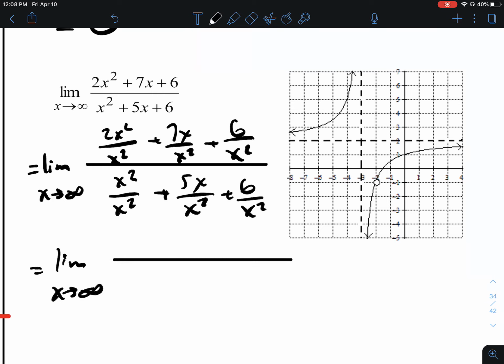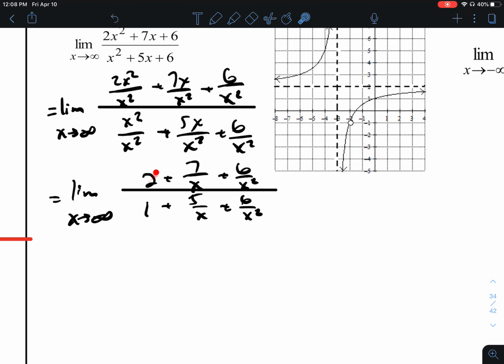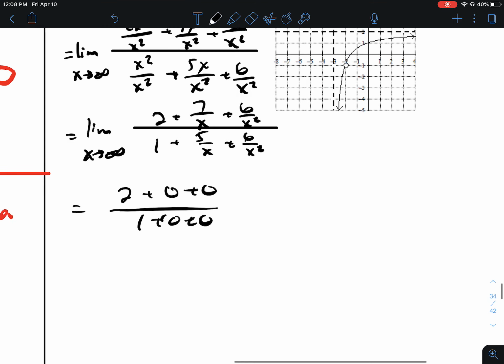Until you evaluate the limit, you have to keep using limit notation. This becomes 2 because the x squareds cancel. This becomes 7 over x, and 6 over x squared doesn't change. Denominator, we get 1 plus 5 over x plus 6 over x squared. 2 is going to approach 2 as x approaches infinity. This is going to approach 0. This is going to approach 0. This is going to approach 1, 0, and 0. That's going to give us 2 plus 0 plus 0 over 1 plus 0 plus 0, which is 2 over 1, which is 2.